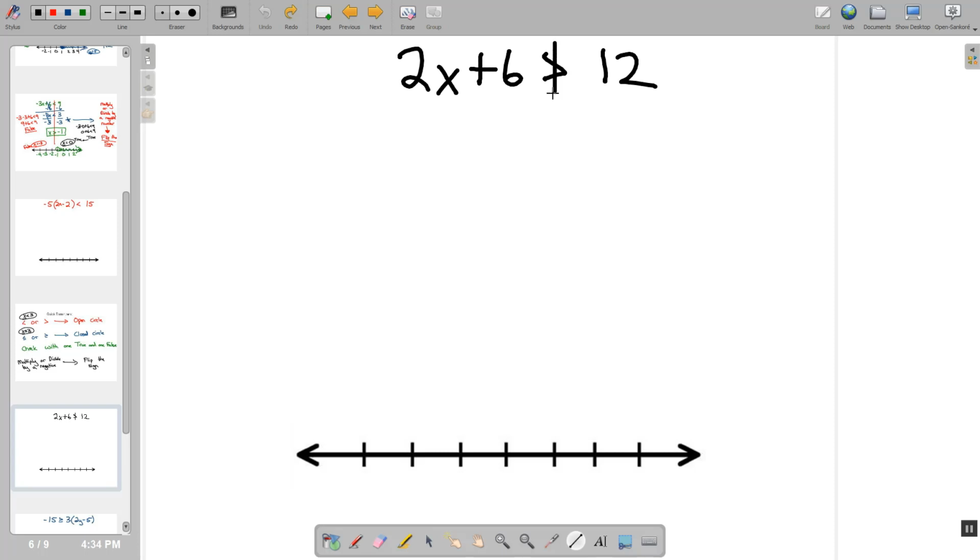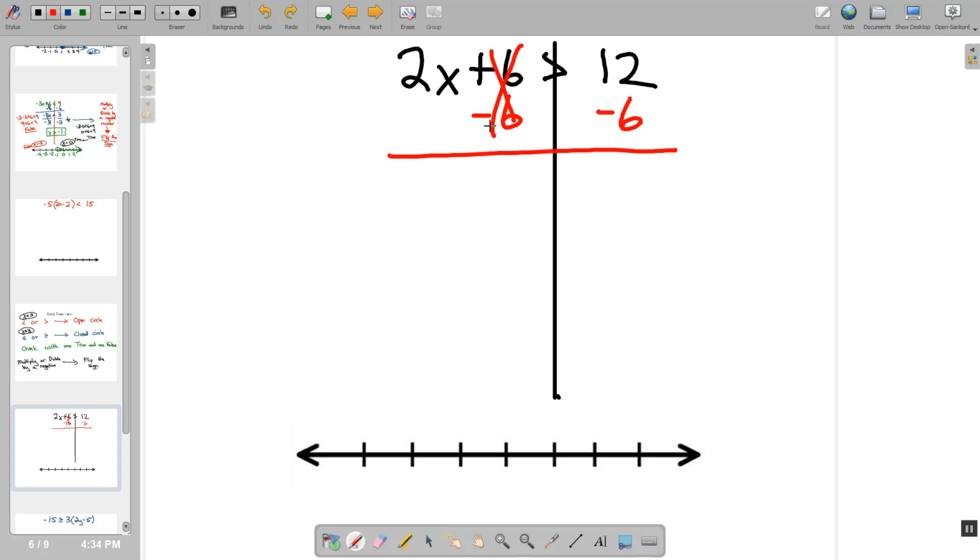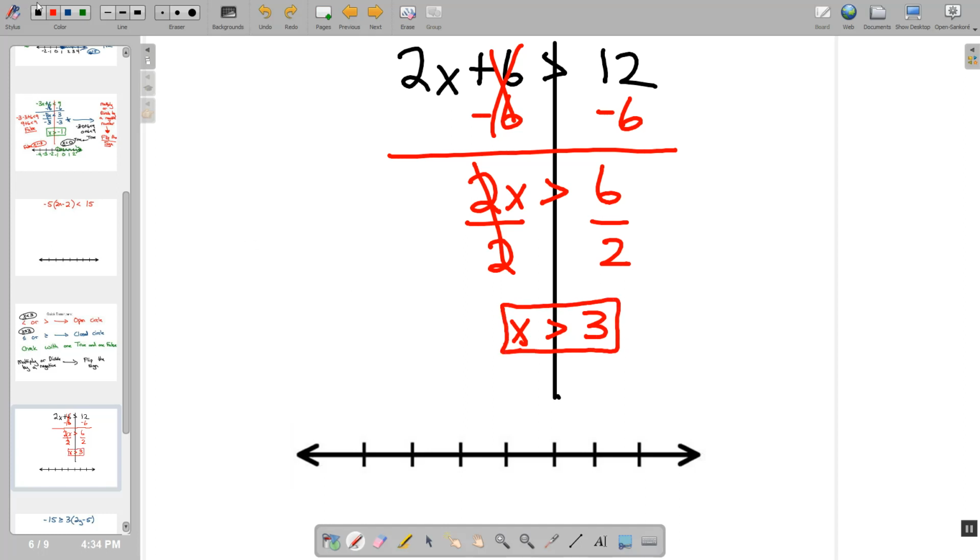For the first example, we have 2x plus 6 is greater than 12. We're going to start by drawing our line down our inequality sign, and we are going to subtract 6 from both sides. I then am left with 2x is greater than positive 6. From here, I'm going to divide everything by positive 2. Because this is a positive number, I do not flip the sign, and I am left with x is greater than the number 3. To shade down on the bottom, I start with the number 3, and I fill in the rest of my number line.